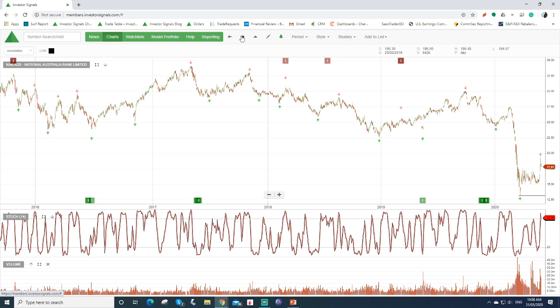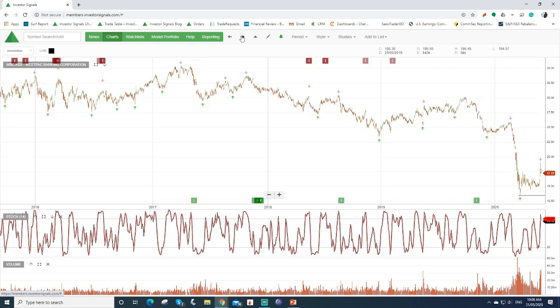NAB, with all the Aussie banks, the story's the same, and that is we're just a bit cautious as to what the next 3 months hold in store for the banks. Same with Westpac.